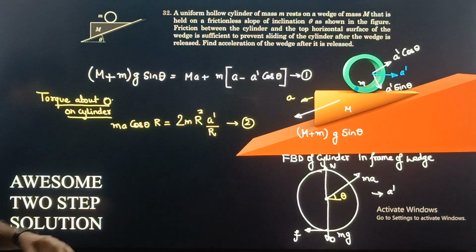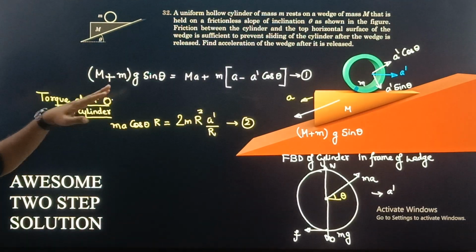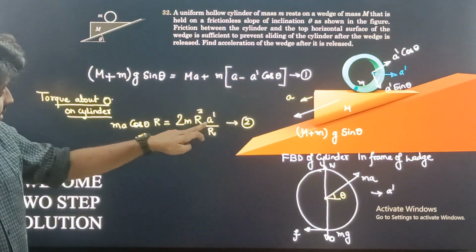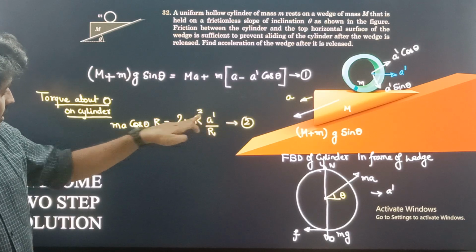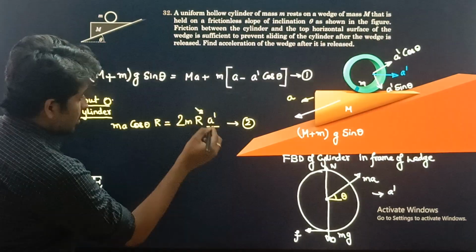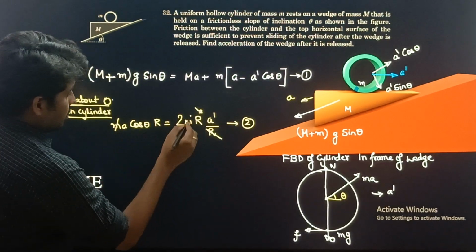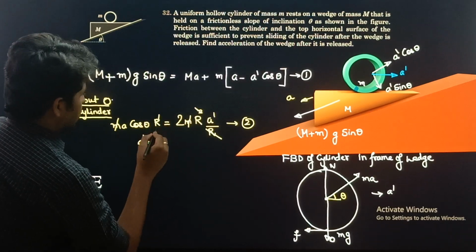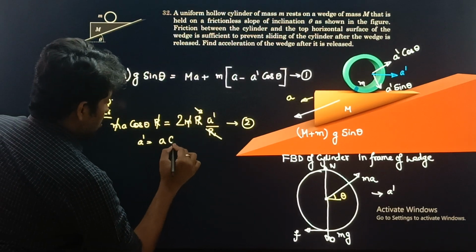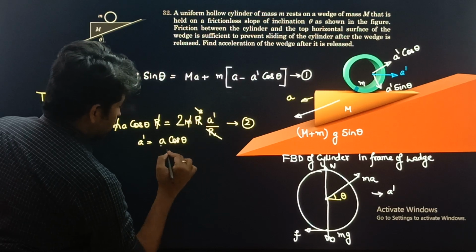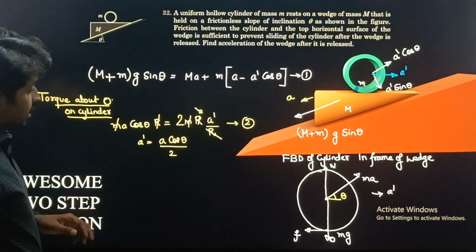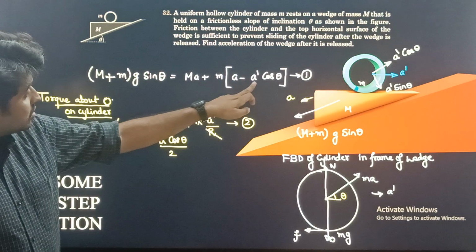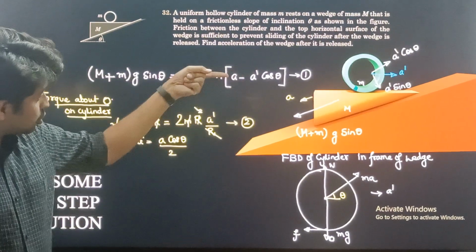So we just have two equations and two variables. You see, the variables are only A dash and A. Now, if I put the value of A dash from here, what is A dash here? Tell me. I'll just strike out this m here, and r also we can cancel out. A dash equal to A cos theta by 2. If I just keep my A dash equal to A cos theta by 2 here, in just 2 steps I have got the answer.